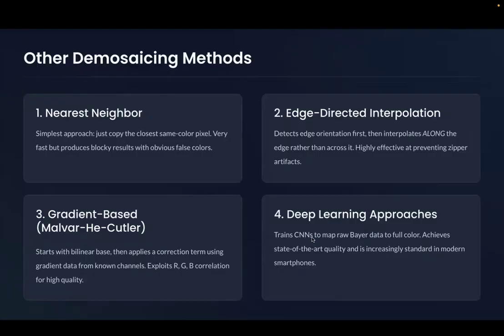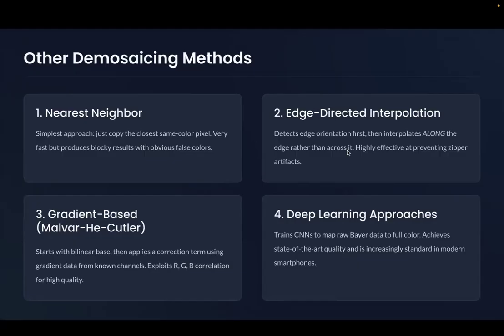To put bilinear in context, let me briefly cover the spectrum of demosaicing algorithms. At the simplest end is nearest neighbor: just copy the closest pixel of each color. We saw it scored 24.6 dB in our demo, clearly the worst. It's useful as a baseline.